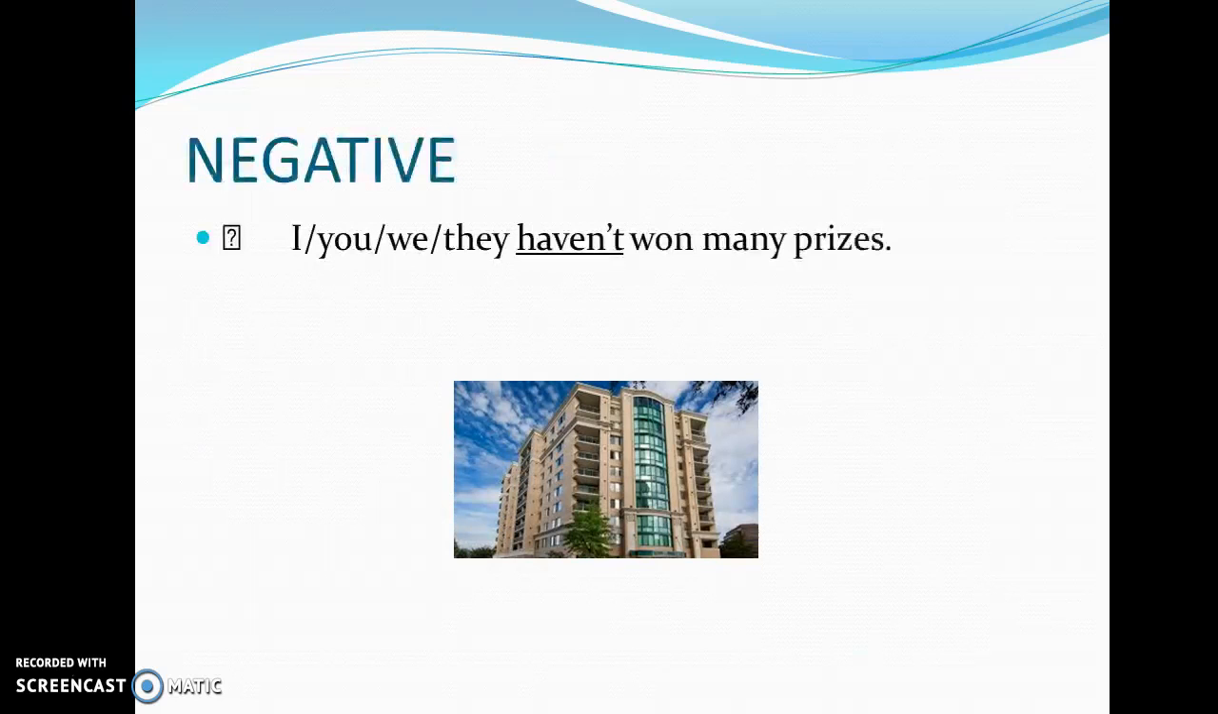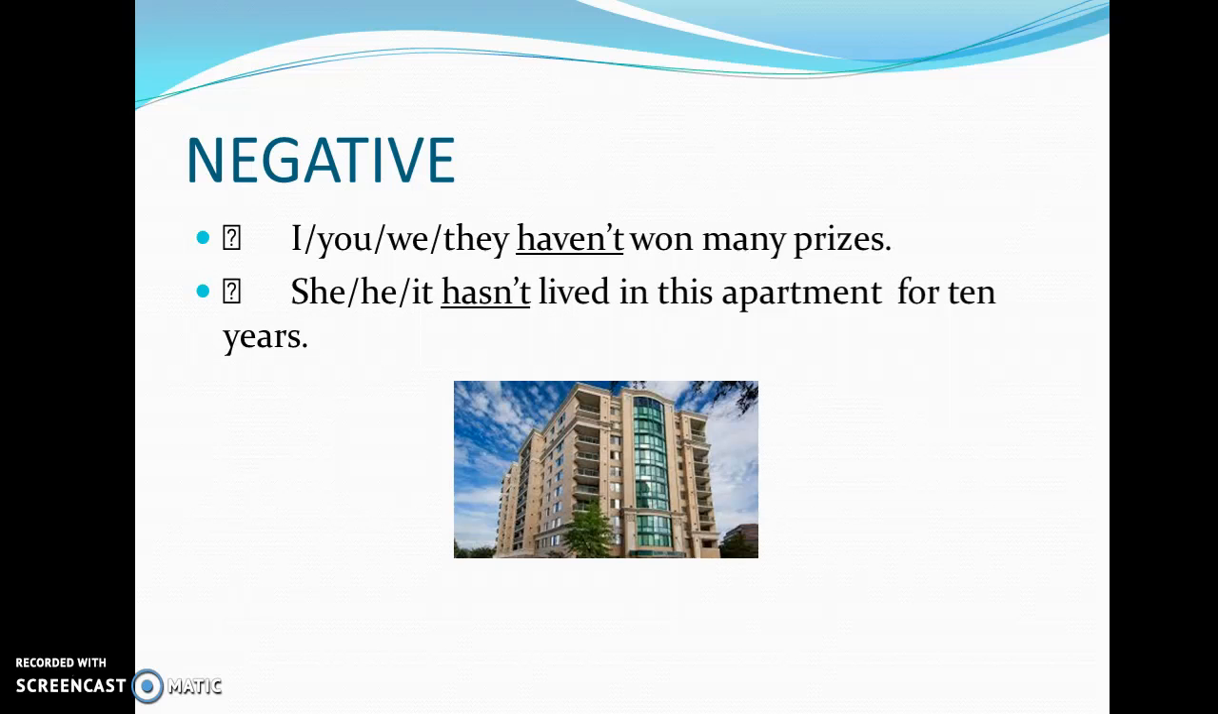Negative form is very simple. We just use the auxiliary verb negative. I, you, we, they haven't, and the past participle of the verb doesn't change. Won many prizes. He, she, it hasn't lived in this apartment for 10 years. We just change the auxiliary to the negative form.